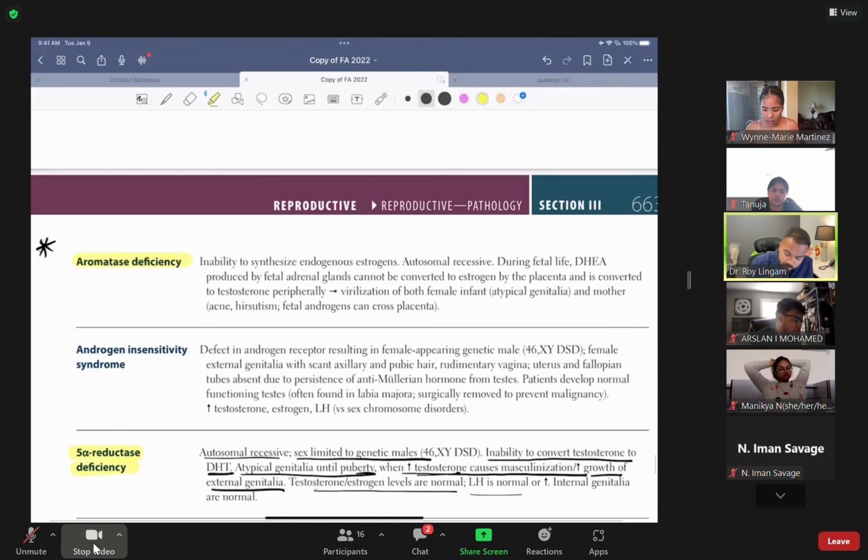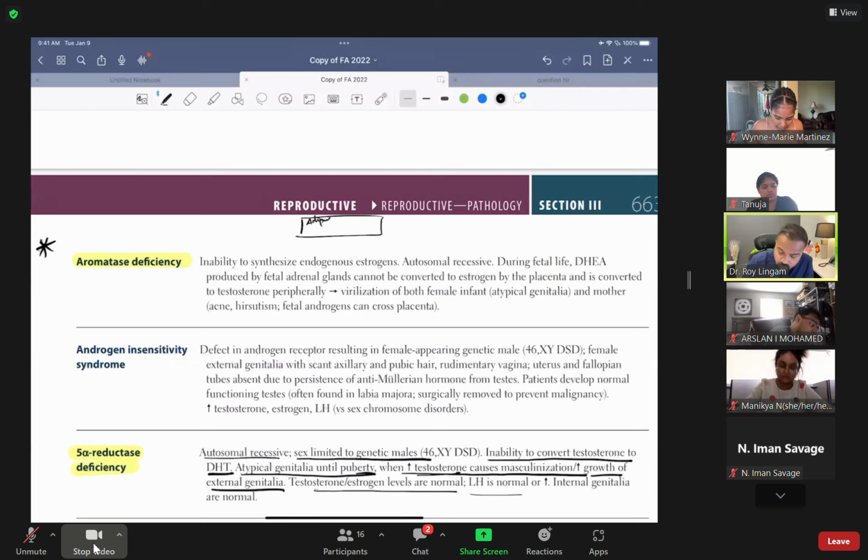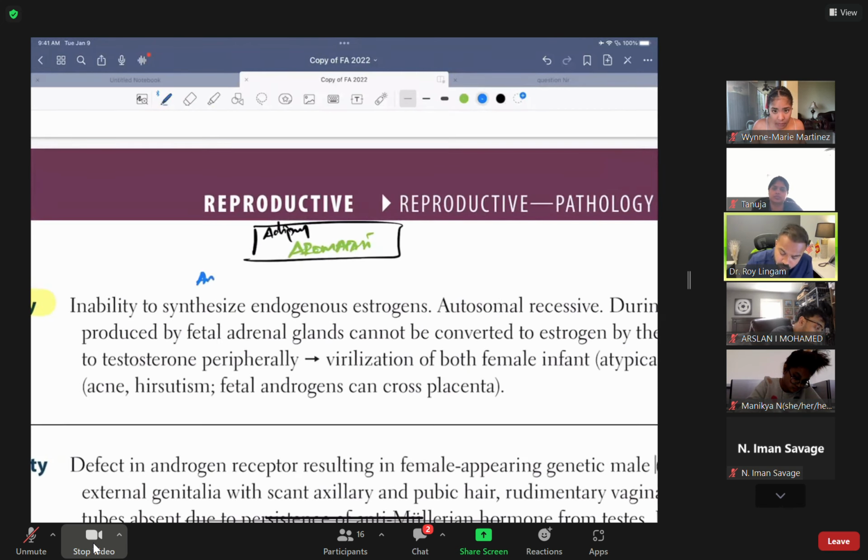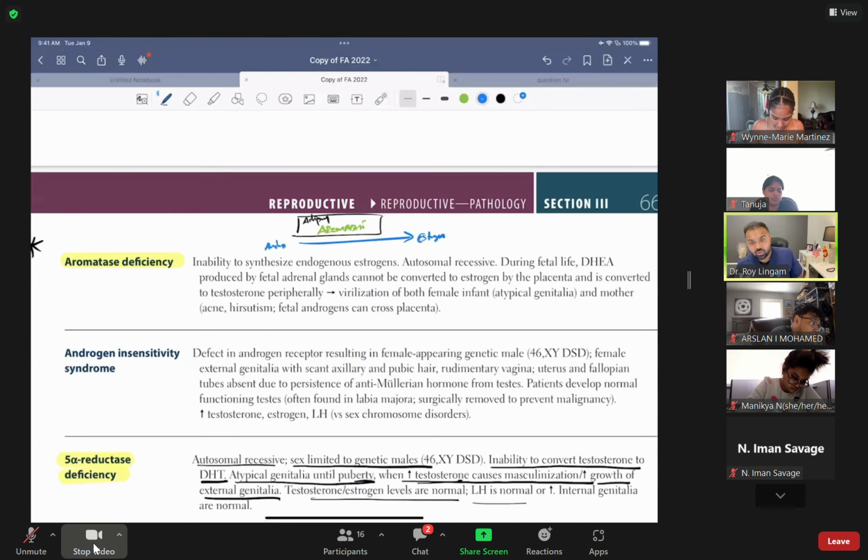Next, aromatase deficiency. Now that brings you to learn what's a normal function, okay? So we have fat cells, adipocytes. Okay, so these are adipocytes. The more fat cell we have, the more aromatase we have. What does aromatase do? It takes the androgen and converts it to estrogen.